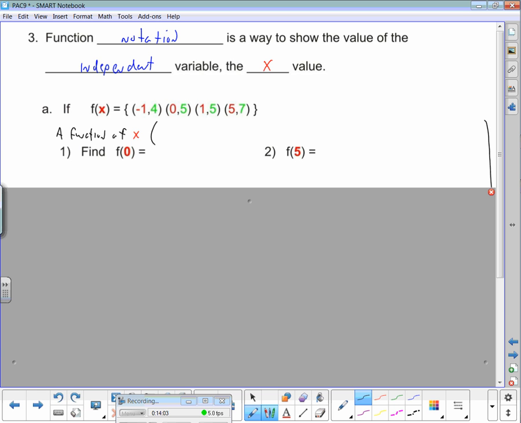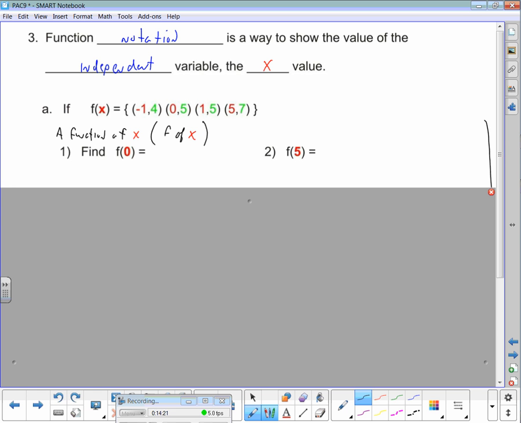Instead of a function of x, a lot of times we shorten it because mathematicians love to shorten everything, and we just say f of x. F of x. So it means the exact same thing. It's just shorthand for a function of x.